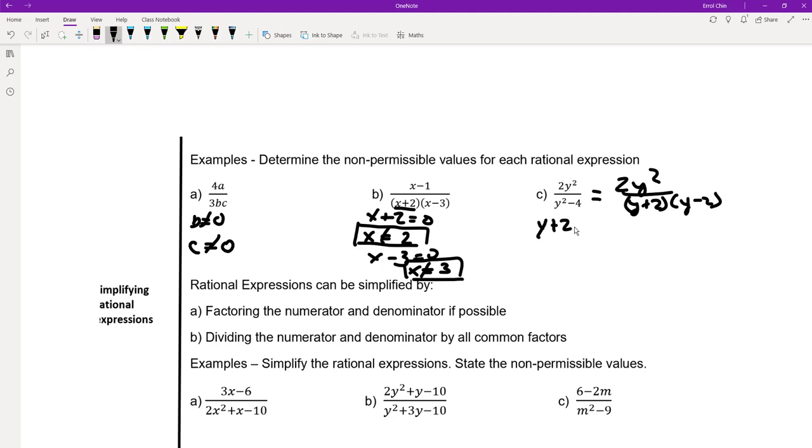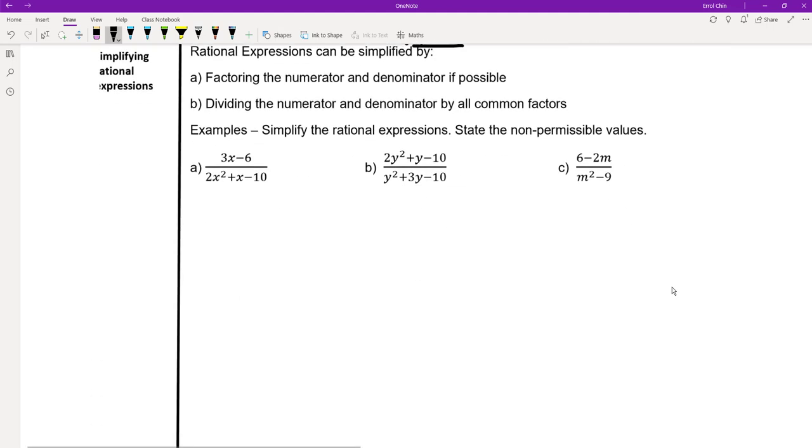So y plus 2 is equal to 0. We can't allow y to equal negative 2. So we say the non-permissible value is y is not allowed to equal negative 2. Now the other factor, y minus 2 is equal to 0. Y is equal to 2. We can't allow that, so the non-permissible values are y can't equal negative 2 and positive 2. Okay? So moving on.